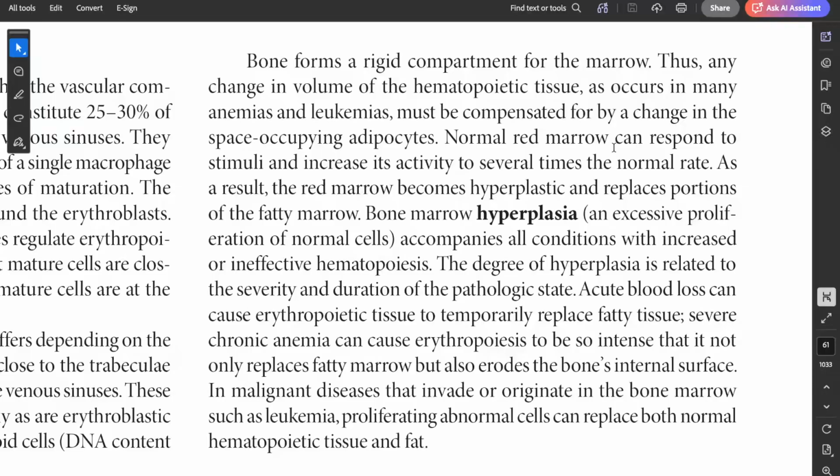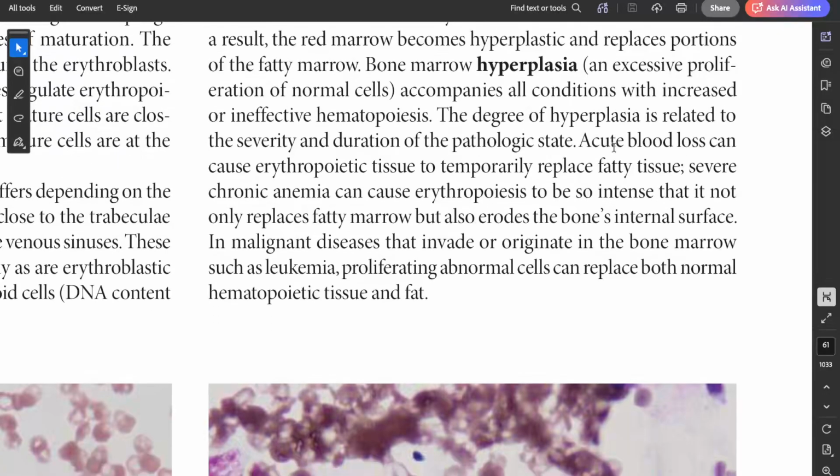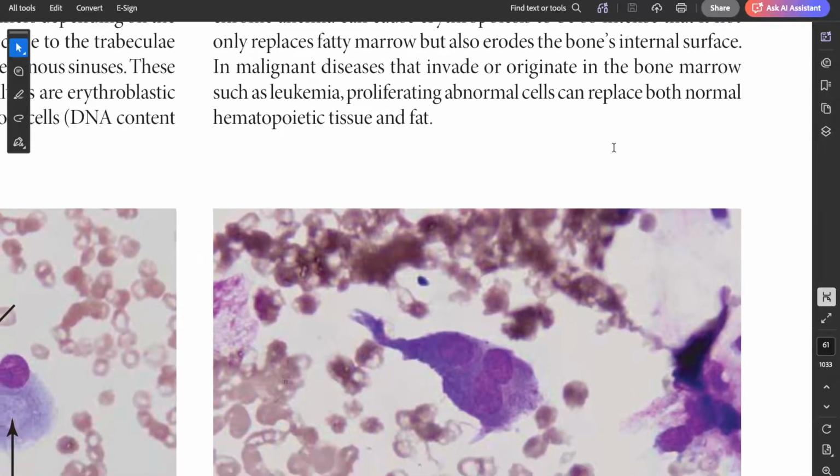Acute blood loss can cause erythropoietic tissue to temporarily replace fatty tissue. Severe chronic anemia can cause erythropoiesis to be so intense that it not only replaces fatty marrow but also erodes the bone's internal surface. And in malignant diseases that invade or originate in the bone marrow, such as leukemia, proliferating abnormal cells can replace both normal hematopoietic tissue as well as fat.